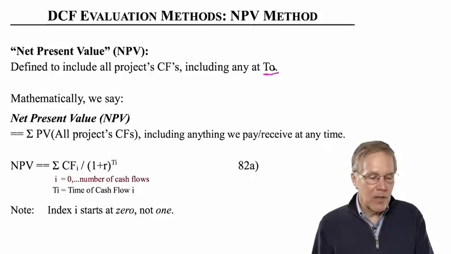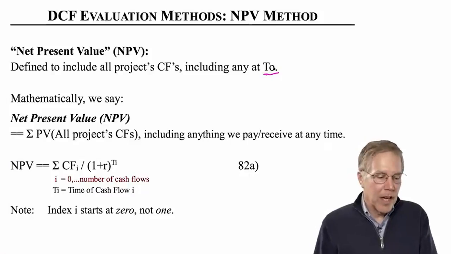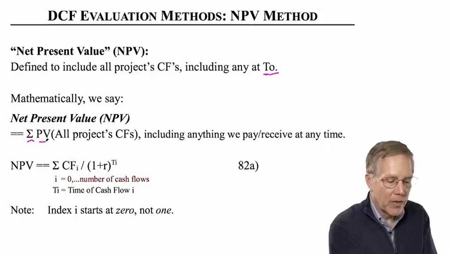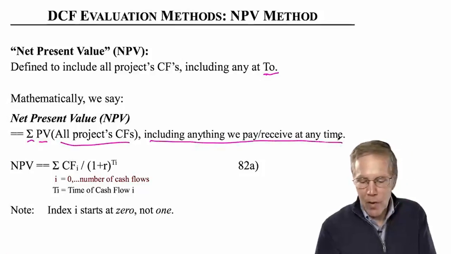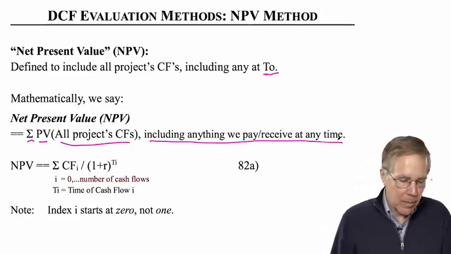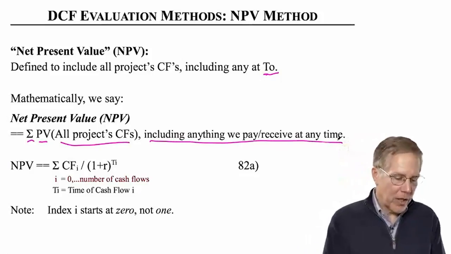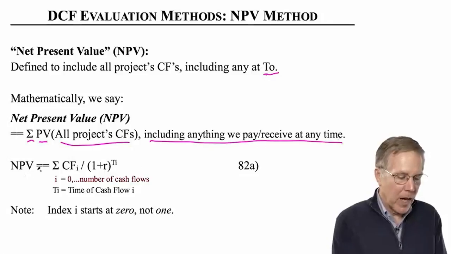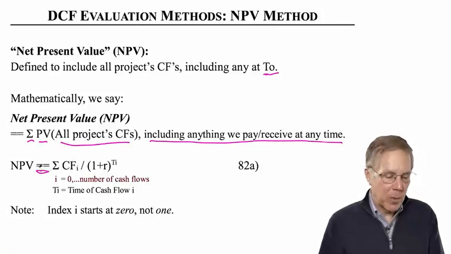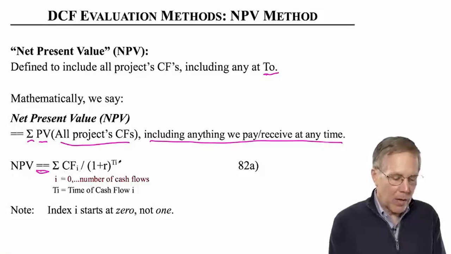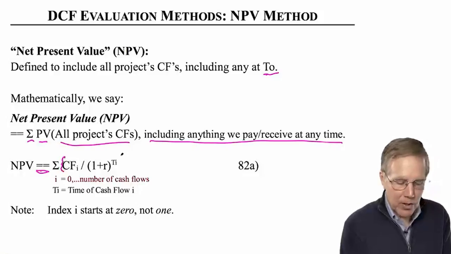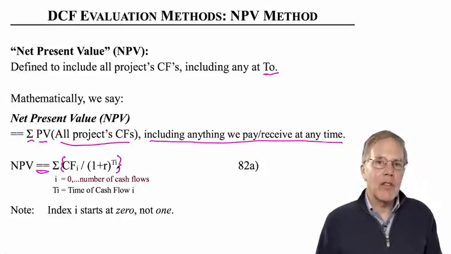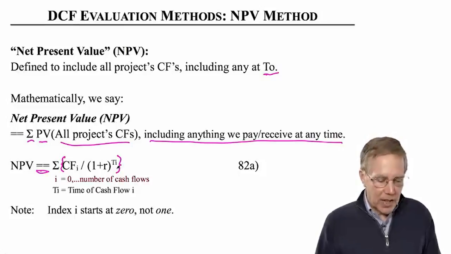So mathematically, we'd say that net present value, or NPV, is equal to the sum of the present values of all the project's cash flows, including anything we receive or pay out at any time. Okay, so getting more mathematical here using summation notation, we'd say NPV, the double equal sign means defined to be, is defined to be the sum of all of the cash flows. But before we sum them up, I just want to emphasize here, each one has to be normalized back to or discounted back to t equals 0.